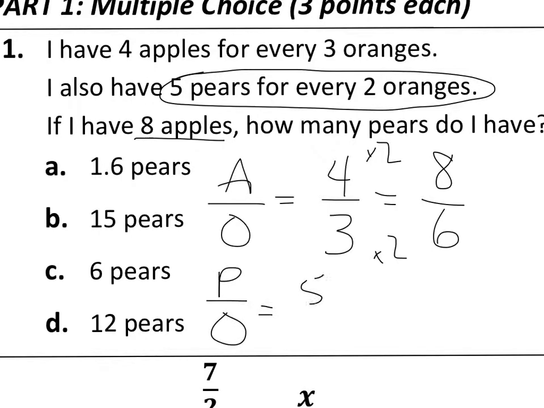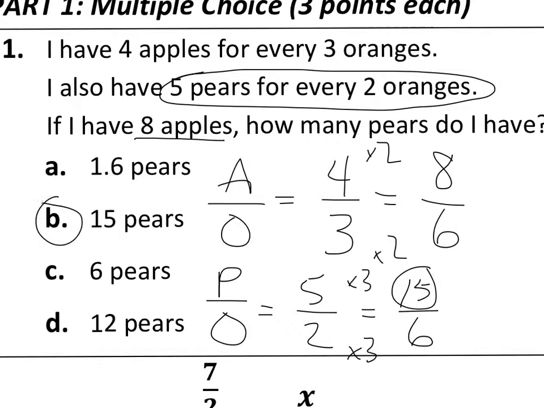If I have 5 pears for every 2 oranges, and now I know that I have 6 oranges, I know that I can solve for the missing part of pears. So if I do 2 times 3 gives me 6, so I have to do 5 times 3 will give me this piece right here, and that answer is 15. So our correct answer for number 1 was B.